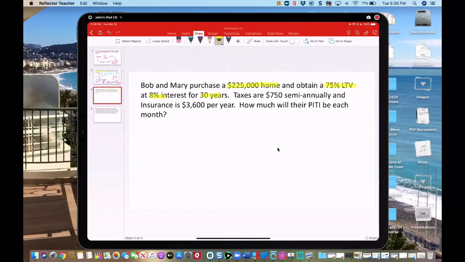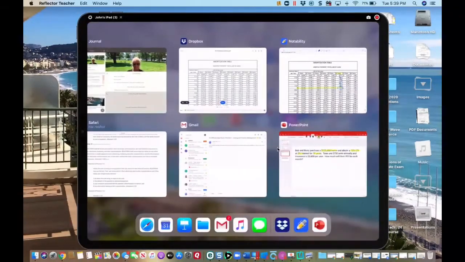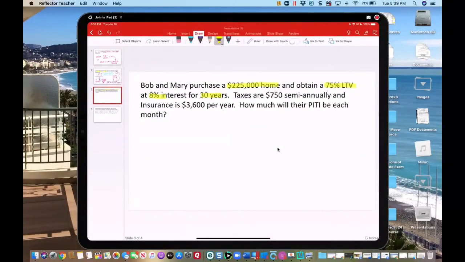Now, we could immediately go over here to our table and say, okay, 8% right here, and it's 30 years. Stop right here. And when we look at 8% for 30 years, it's $7.34. So we've narrowed that down on our table. Here we have to look at, first of all, what the loan amount will be.